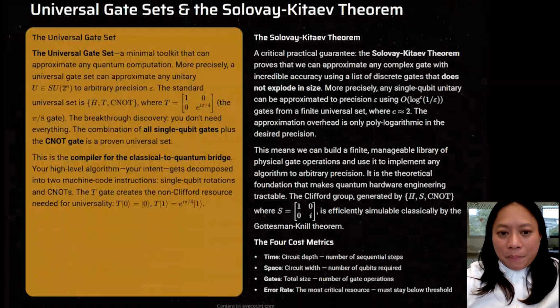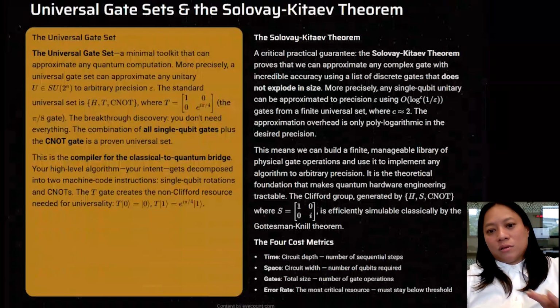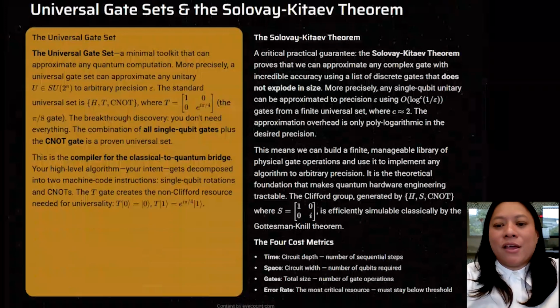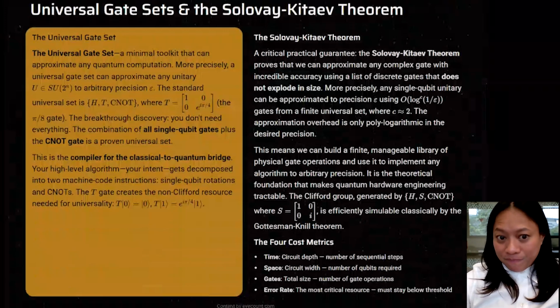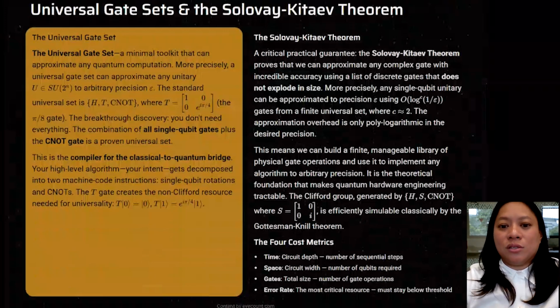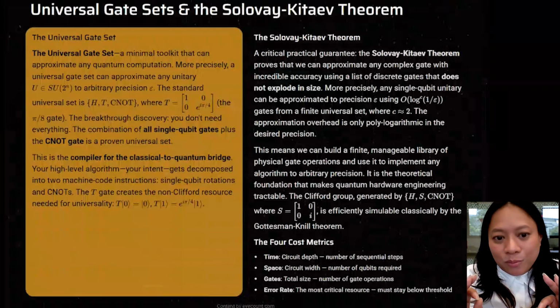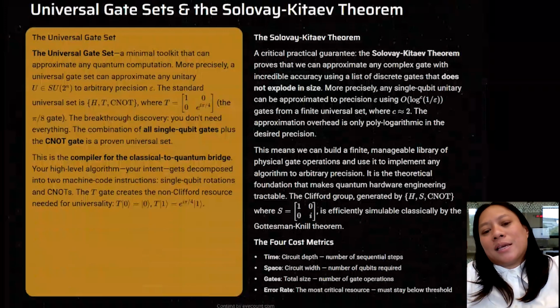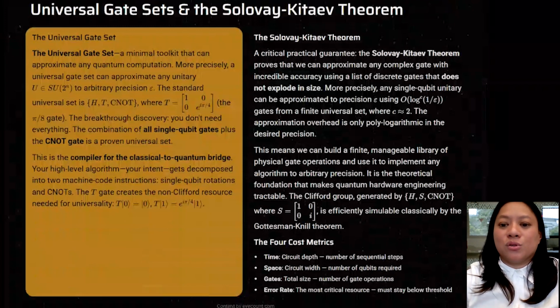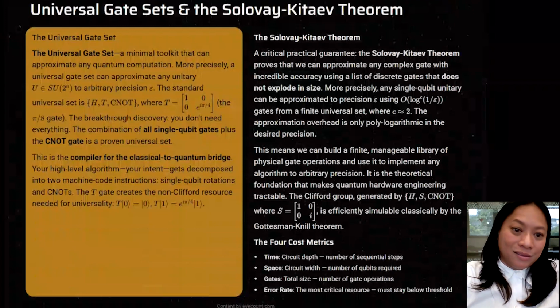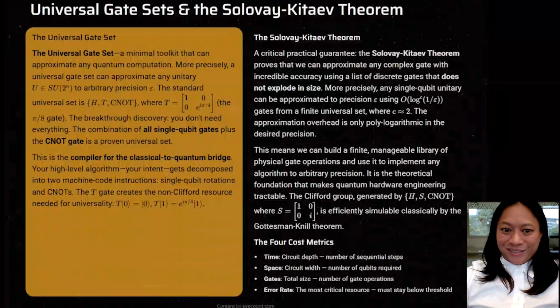So this is the compiler for our classical to quantum bridge. You've got your high level intent, your algorithm, and it gets decomposed into these two machine code instructions, single qubit rotations and CNOTs. And thanks to the Solovay-Kitaev theorem, we know that we can approximate any complex gate with incredible accuracy using a list of discrete gates that don't explode in size.